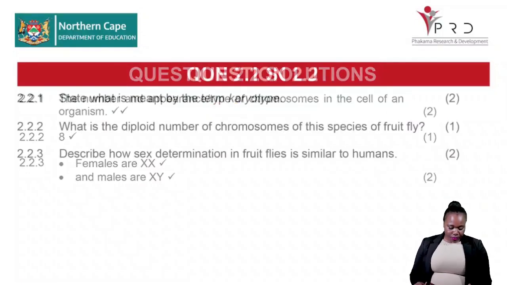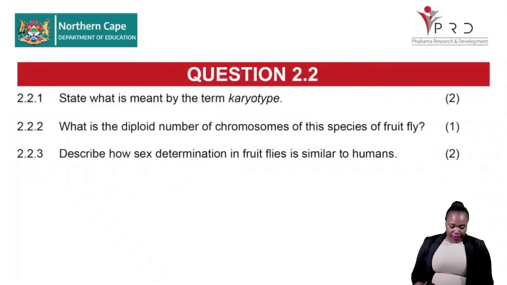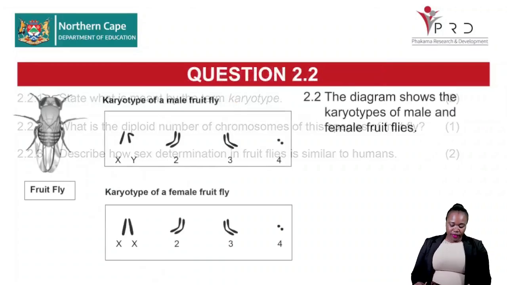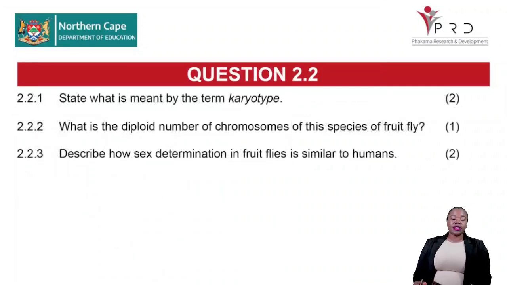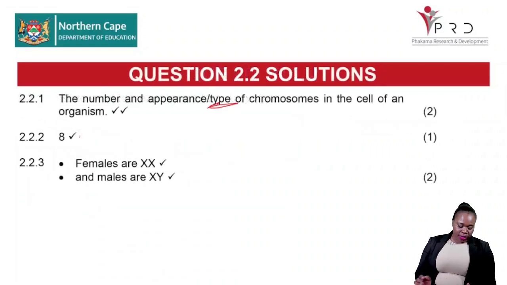Okay, what is the diploid number of chromosomes of this species of fruit fly? Let's have a look. So here we have 1, 2, 3, 4, 5, 6, 7, 8. So the diploid number would then be 8, meaning that the haploid number would be 4, right? So 2n is 8 and the n is 4.